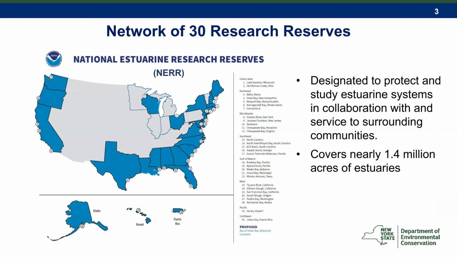The Hudson River National Estuarine Research Reserve is one part of a national network of 30 research reserves across the coastal states and Great Lakes that are designated to protect and study estuarine systems in collaboration with surrounding communities. The reserve system was established through the Coastal Zone Management Act. It is a partnership between NOAA as a federal agency and coastal states, and it covers nearly 1.4 million acres of estuaries across the country.